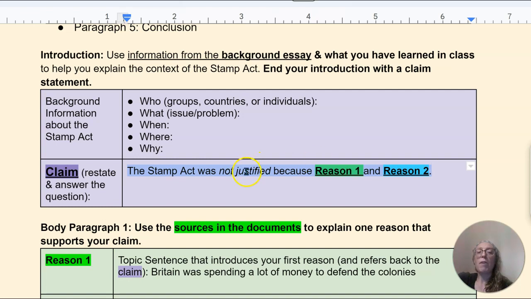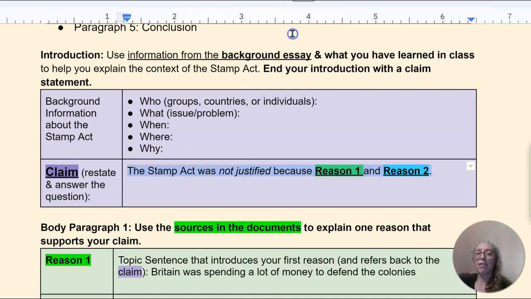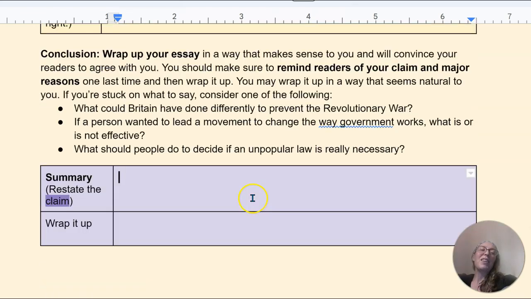Now, while I'm up here, I'm going to go ahead and copy my claim statement. You'll find out why in a little bit. You can go ahead and copy yours too if you're done with your introduction, or if you just want to do this with me. I'm going to go down to the conclusion now.